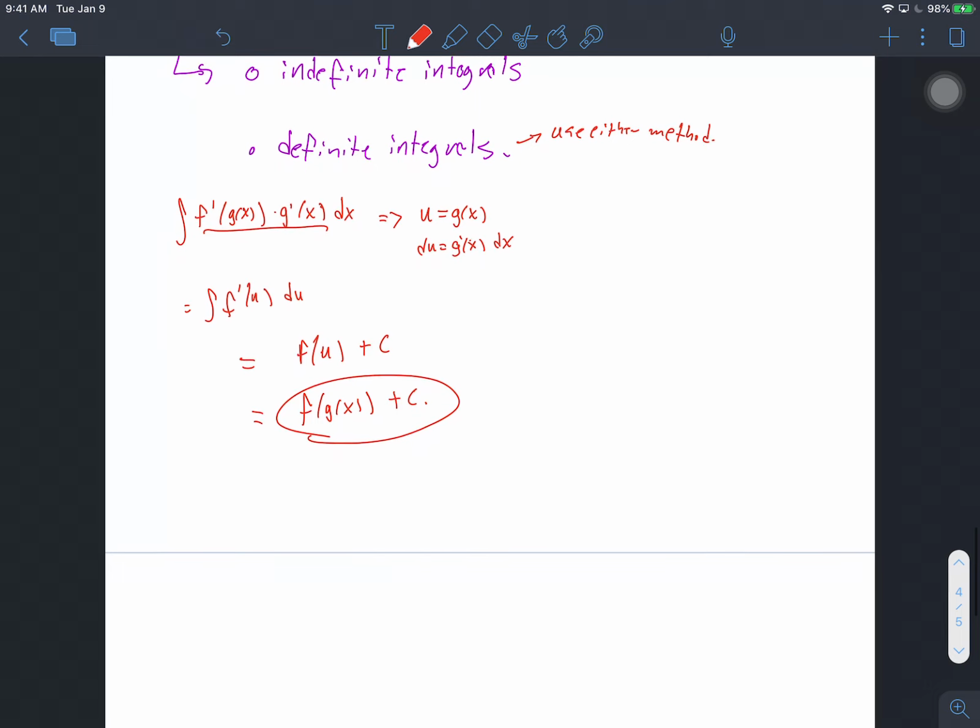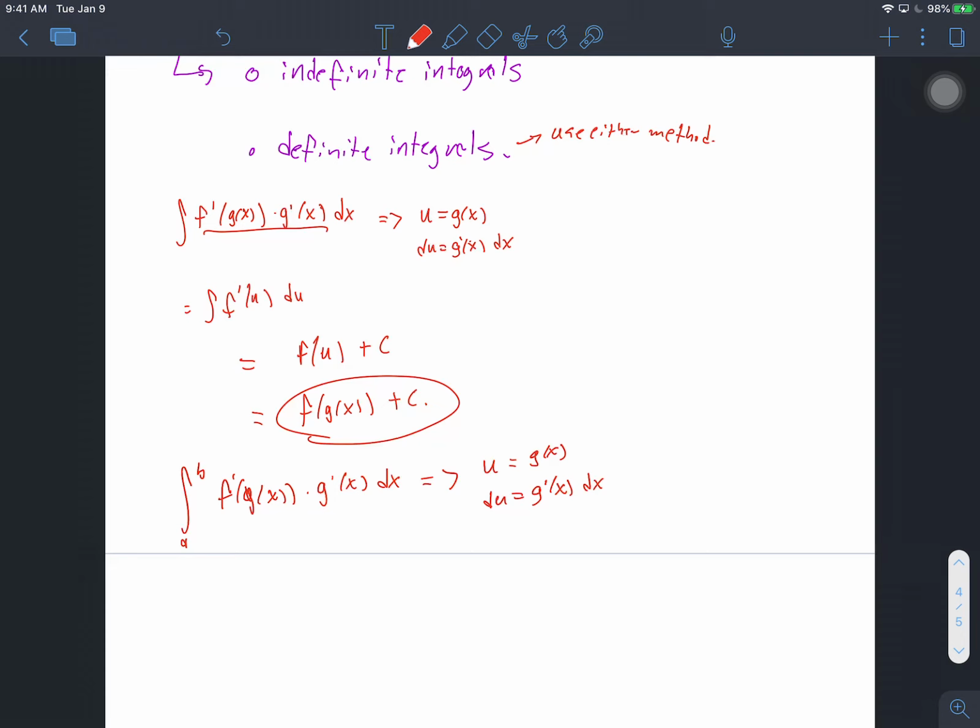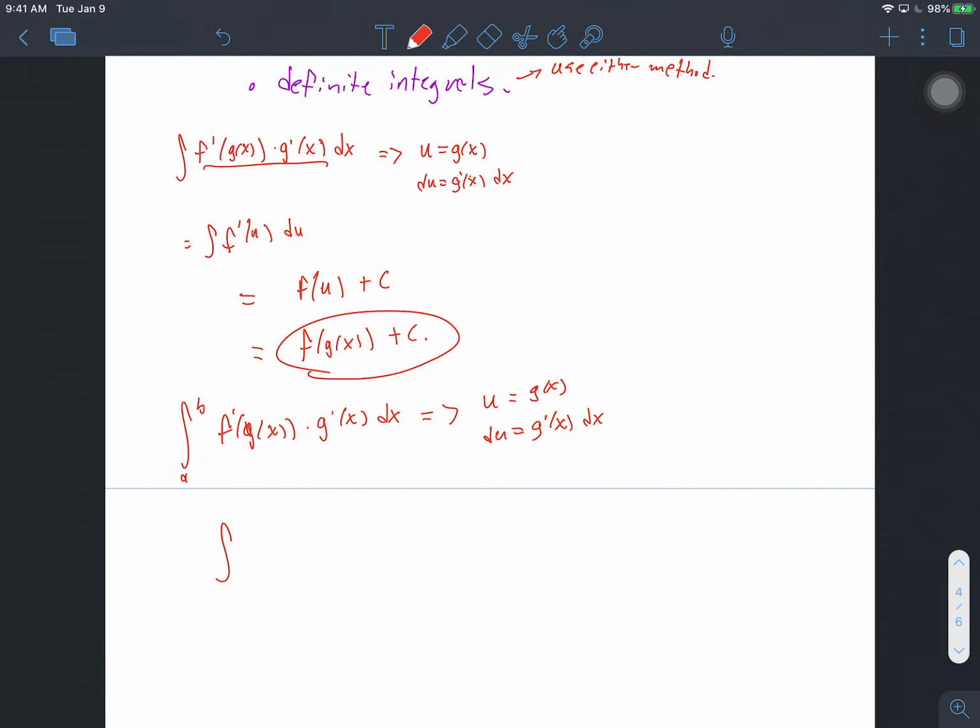Okay, and really quickly, I'll just remind you that if we want to do the integral from a to b of f prime of g of x times g prime of x dx, then we choose u equals g of x, du equals g prime of x dx, and our new integral is going to be, with two methods, first method, we'll do the integral from g of a to g of b of f prime of u du. And then we'll just solve with u.